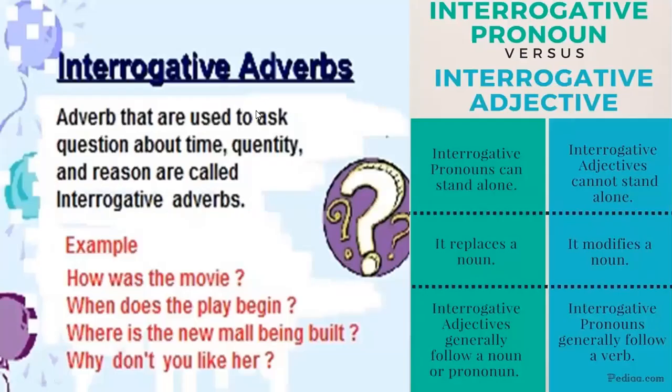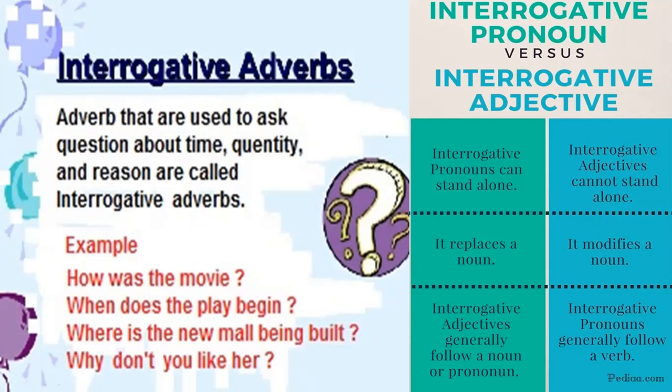Next is interrogative adverb. In such a question, whenever you are framing the question with the help of the WH family, like what, when, how, where, whose, these are words beginning with WH. So you have to use an adverb also. And what do you mean by adverb? Adverbs are those words which come with the verb, additional words with the verb. Adverbs that are used to ask a question about time, quantity or reason are called interrogative adverbs. Means you have to use an adverb.